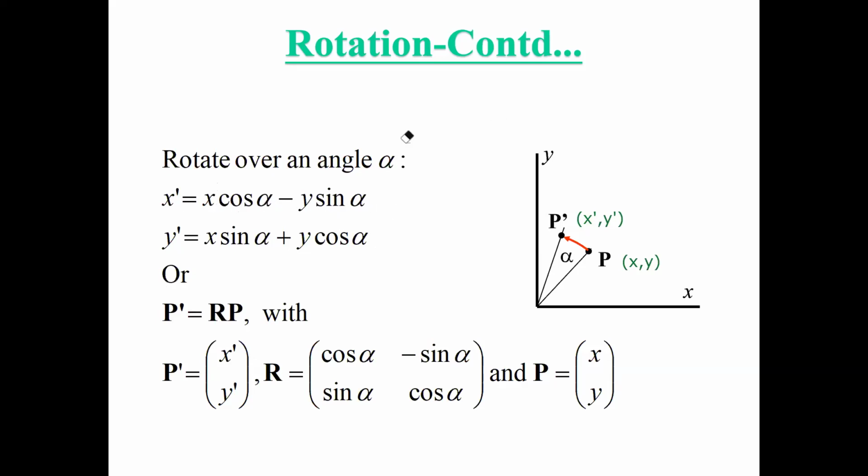Now if you want to write it in matrix form, how are you going to write it? You also have to write the equation. You get your p dash value after doing the rotation of your initial object. So the formula is p dash equals R into p, where p dash in matrix form is x dash, and below it you write y dash. And p will be x and y. In this form you are going to write it.